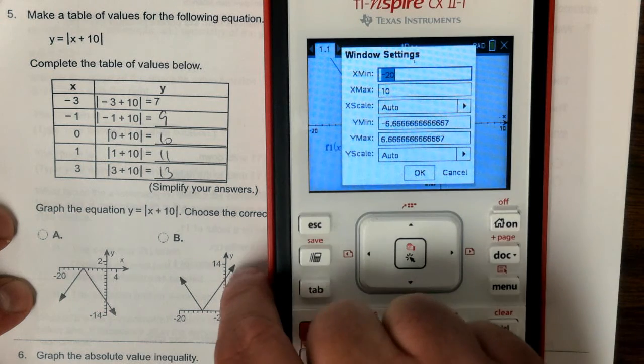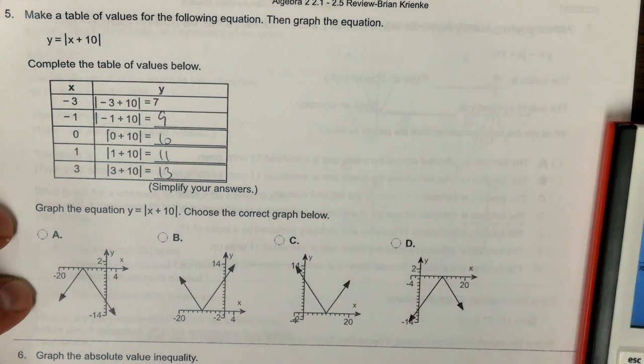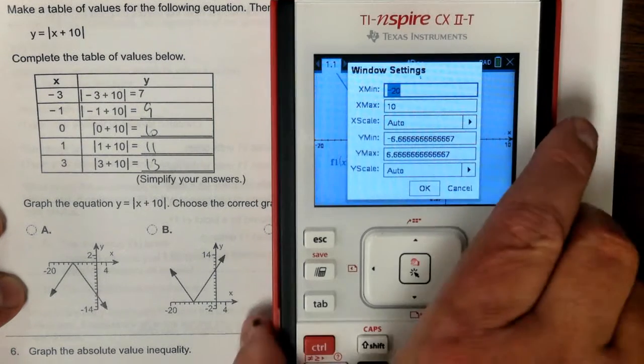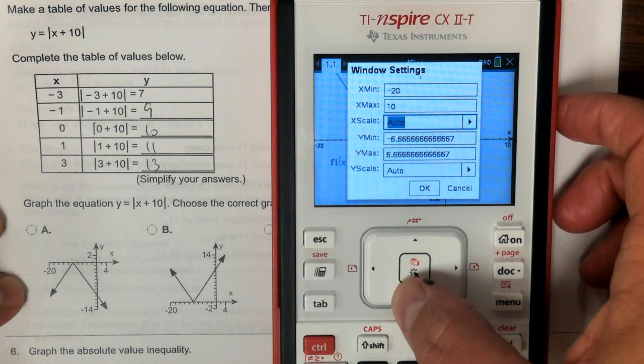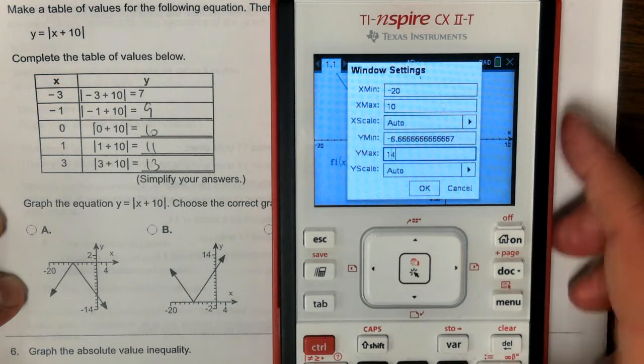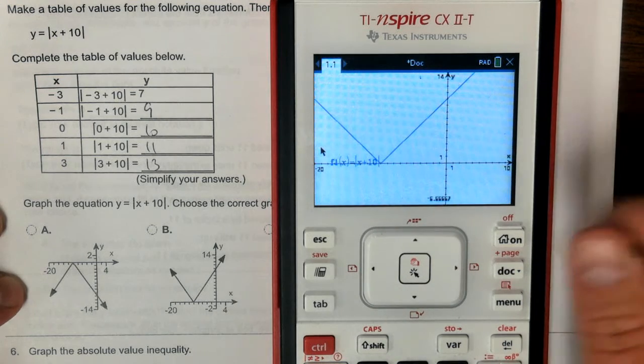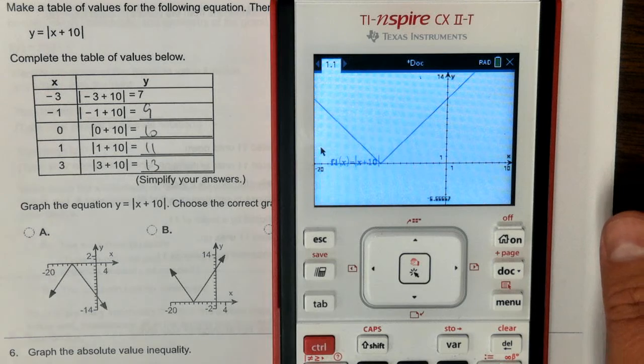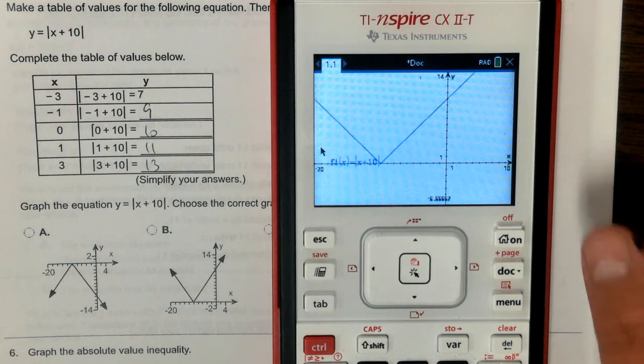Now this one has the 14 for the biggest one, so I guess let me do that too. Positive 14 for y max. So it's like that. So that matches the B graph.